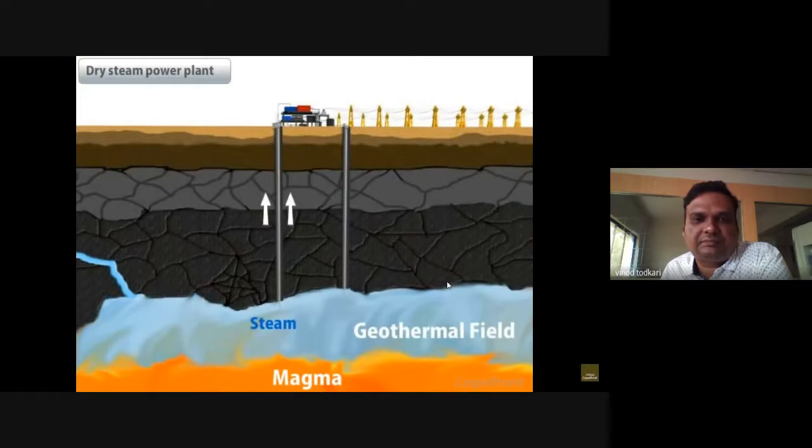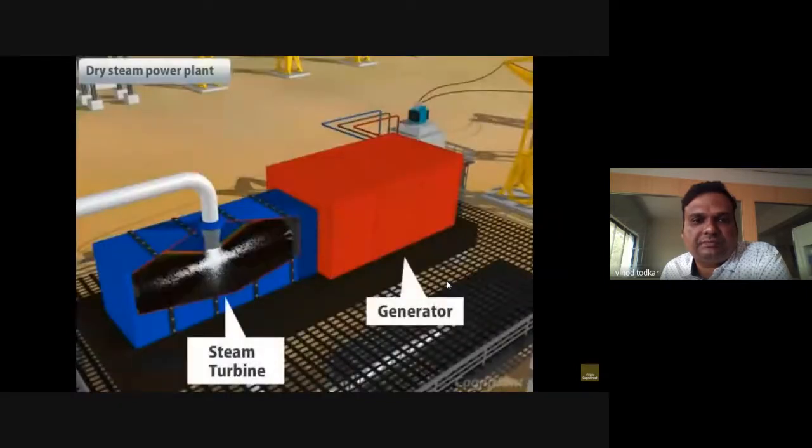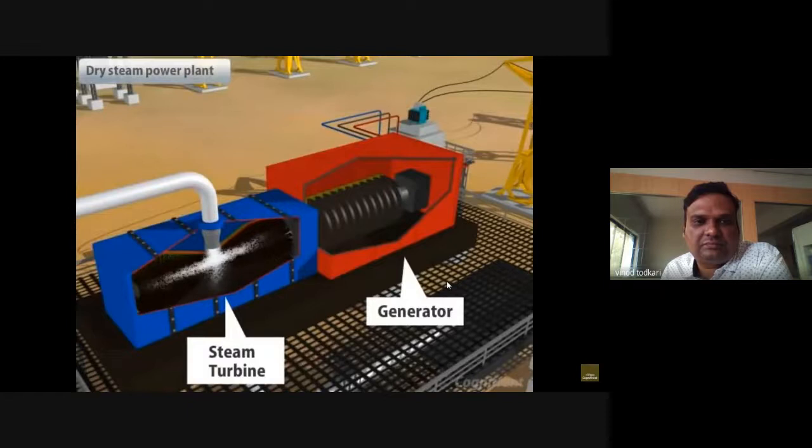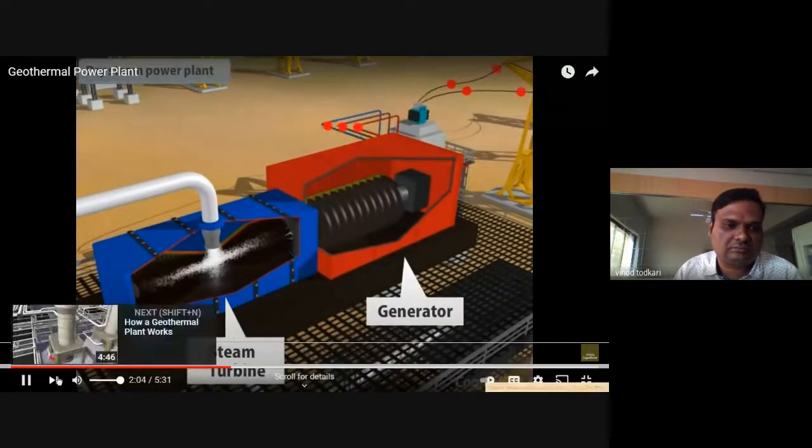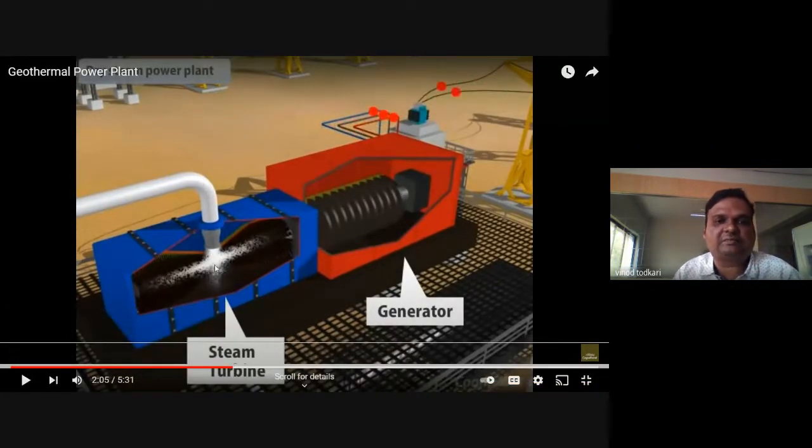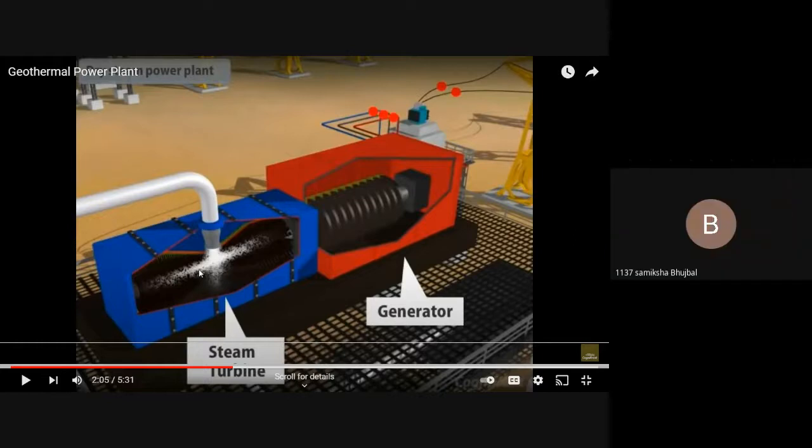In this power plant, steam is generated directly from the geothermal reservoir. This steam is directly supplied to the turbine, which is coupled with the generator. The flow of steam causes the turbine to rotate. And because of this, the generator produces electricity. See, this is steam. This is given to a steam turbine. So what is the function of this steam turbine? To convert heat energy into mechanical energy. Correct.